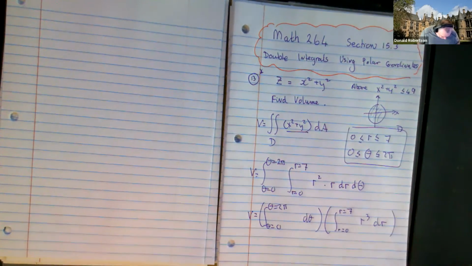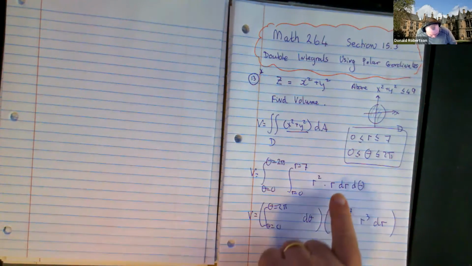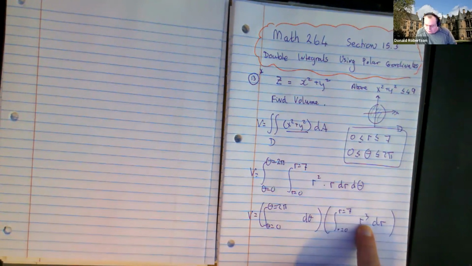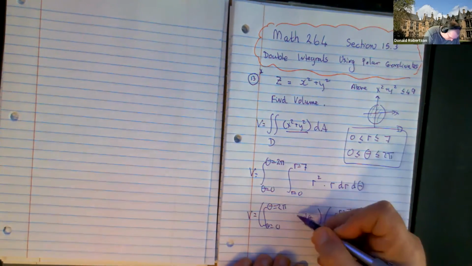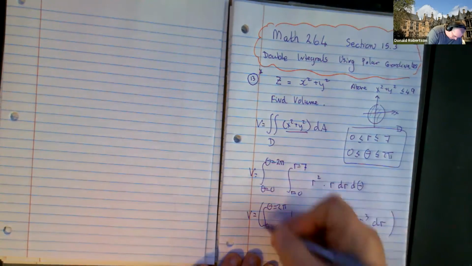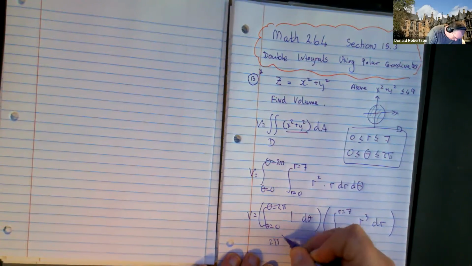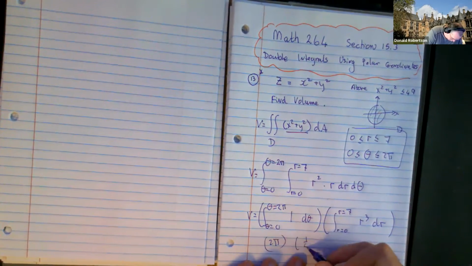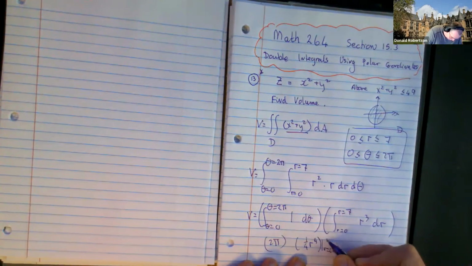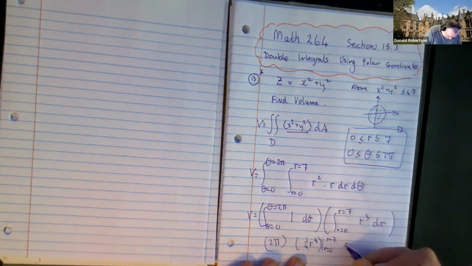Now, the only guy that's missing, and I'm pretty sure I mentioned it yesterday, but I'll ask you again. This one, r cubed, pretty obvious. What goes here? 1. And if you integrate this, you're going to trust me, but you get 2 pi. And if you integrate this, you get 1/4 r to the 4 evaluated at 0 and evaluated at 7.